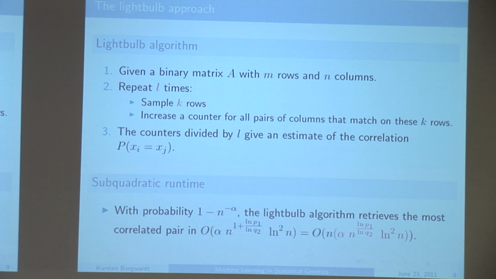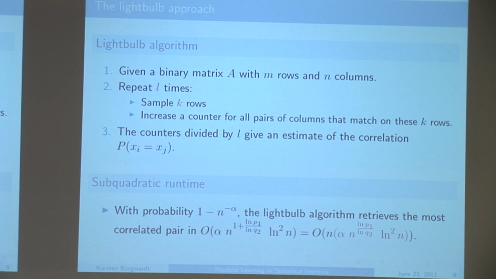It includes the ratio of the log of P1 and the log of Q2. P1 is the correlation score for the most correlated pair in the data set. Q2 is an upper bound for the correlation score of the second most correlated pair in the data set. And the larger this gap, this difference between the highest correlation score and the second highest correlation score, the lower our runtime for finding the most correlated pair here. Alpha is a precision parameter.